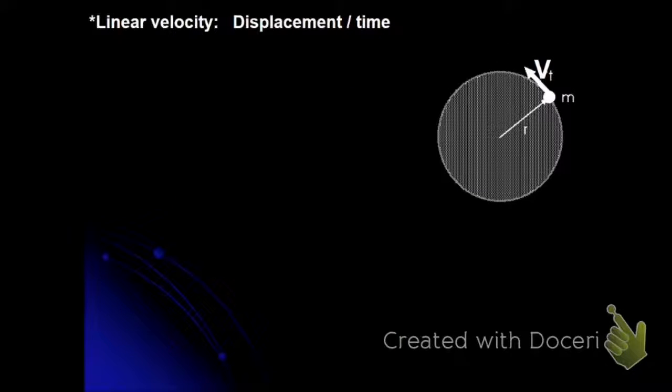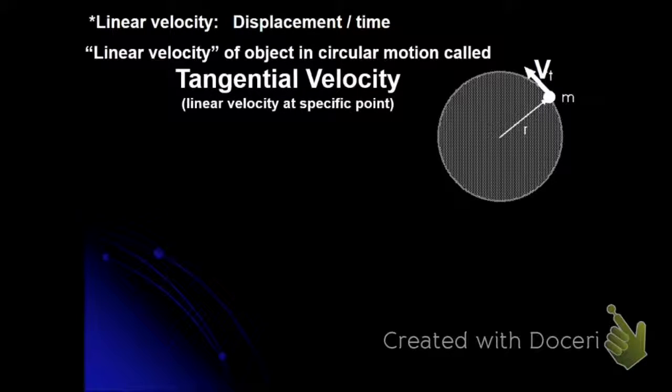Knowing how fast something is spinning in revolutions per second can often be helpful, but sometimes what is better to know is how fast something on the object is going, and we call that tangential velocity. So a linear velocity is displacement over time. We're going to look at the linear velocity of an object that's moving in a circle, and we call that tangential velocity, as in the linear velocity at one point on that circle.